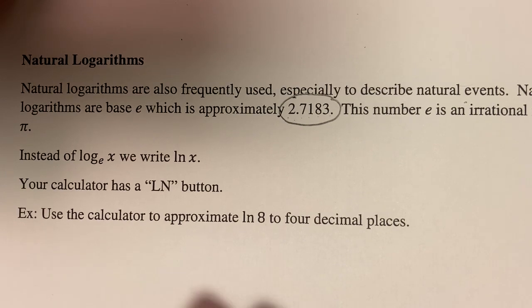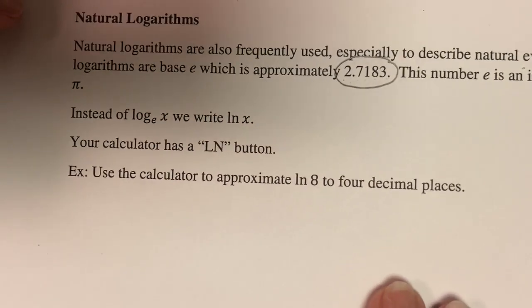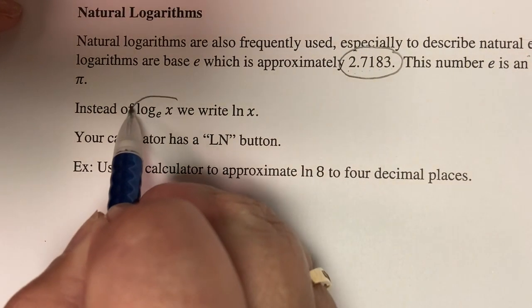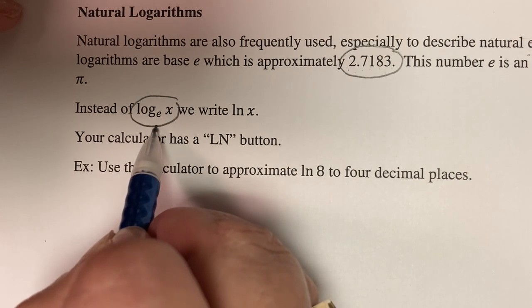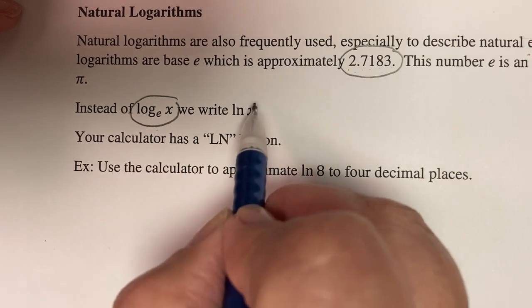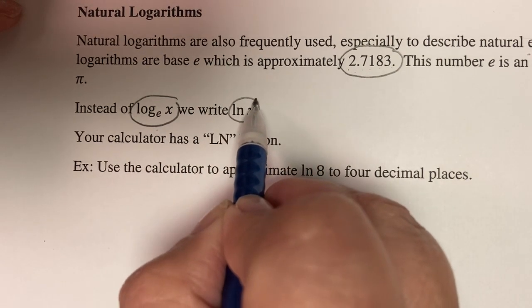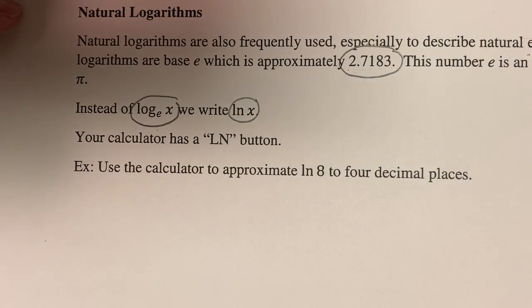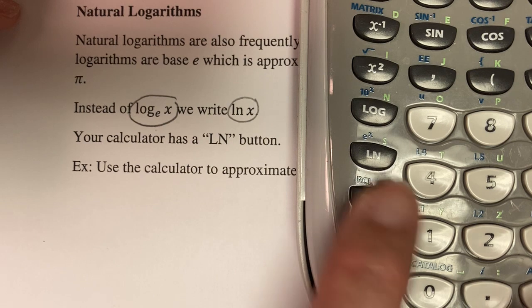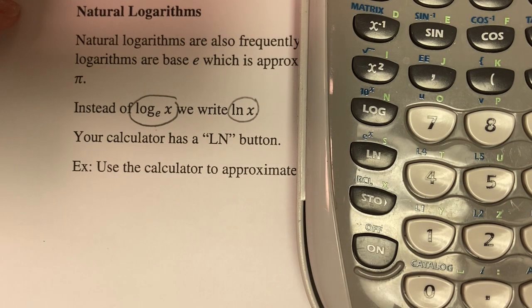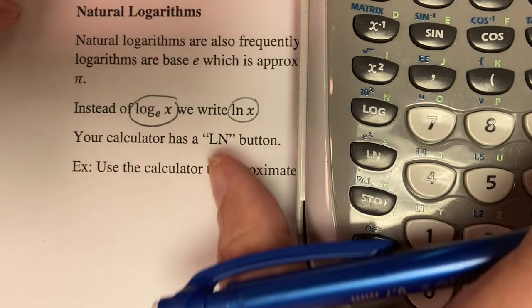So it is the natural log. It is really a log with a base of e, but we don't write it like that. We write it as ln of x. That means natural log. So I showed you where the button is on your calculator. It's right there. That's a log base e.